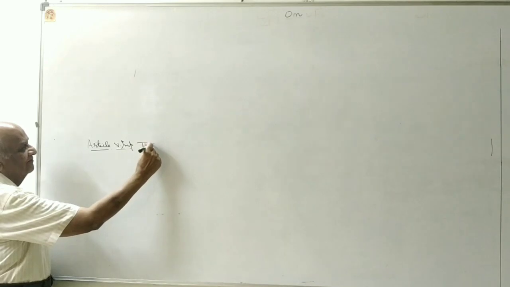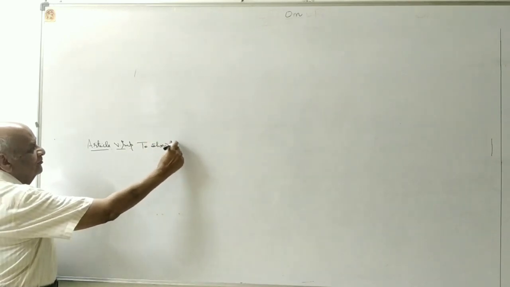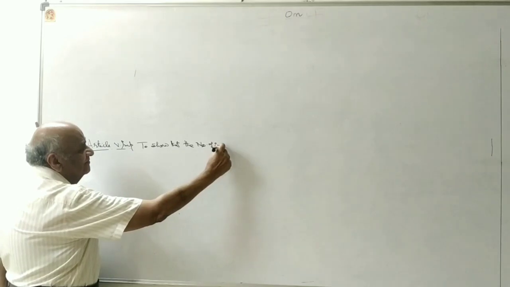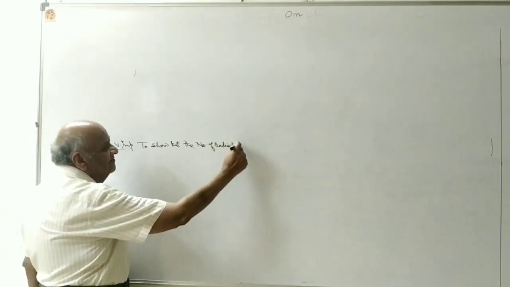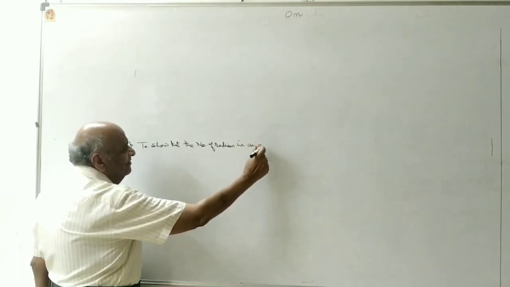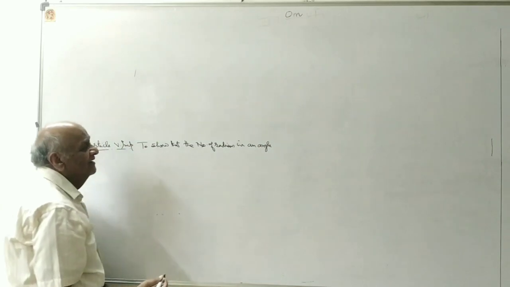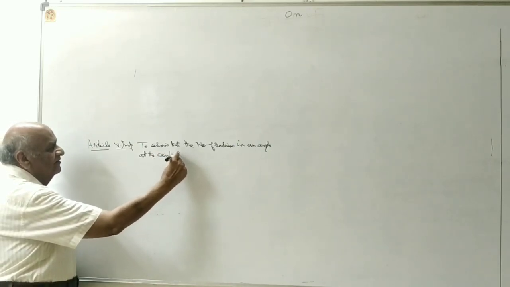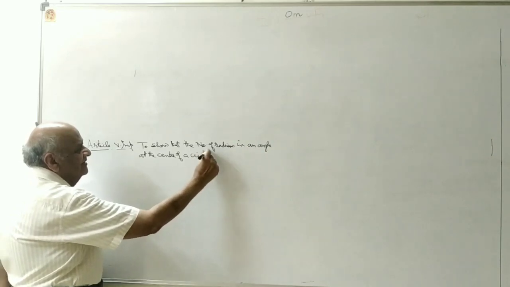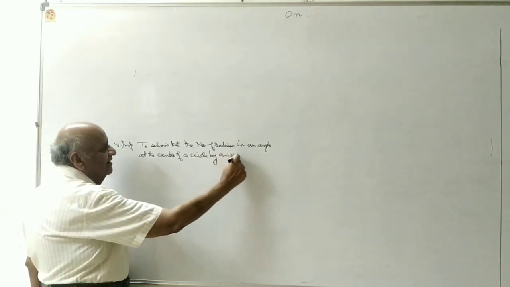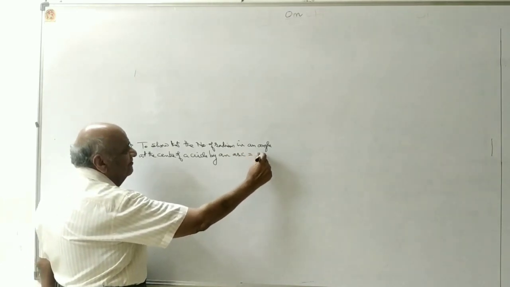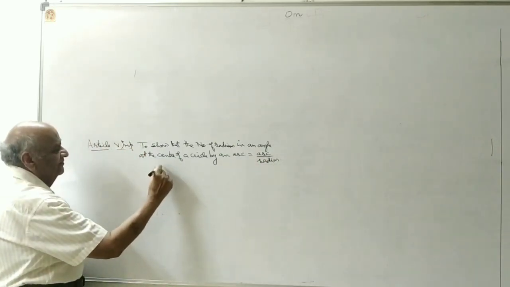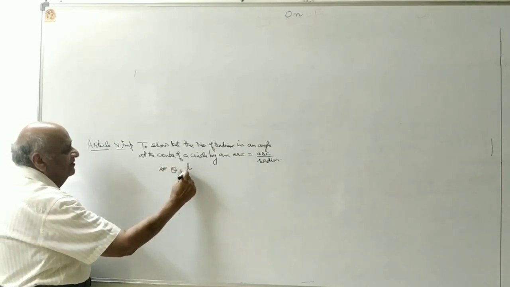To show that the number of radians in an angle subtended at the center of a circle by an arc is equal to arc upon the radius. That is, theta is equal to L upon R.